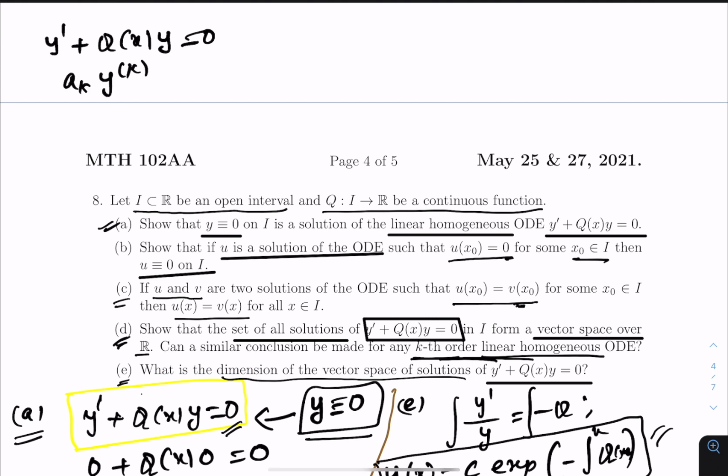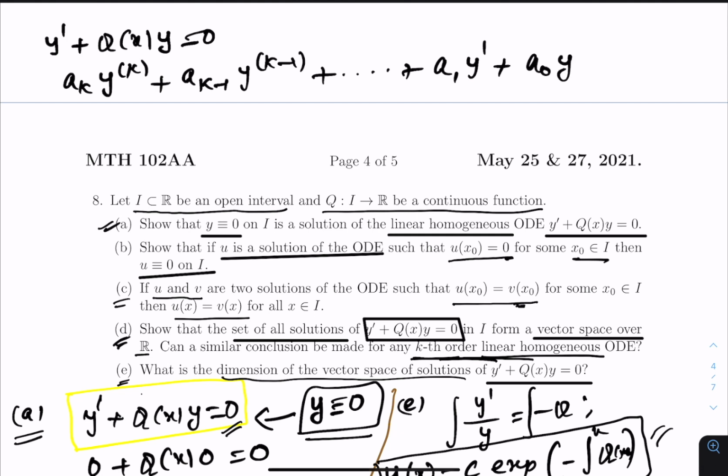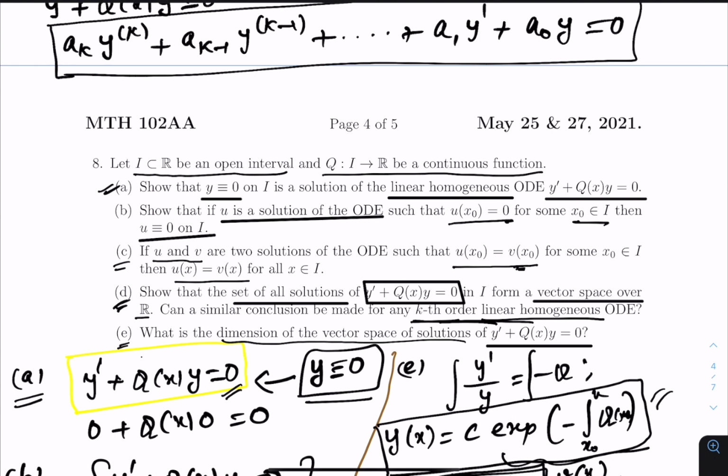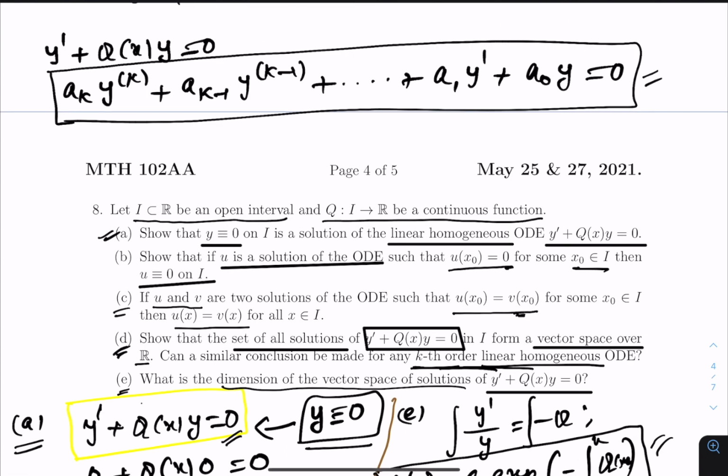let's say, ak y^(k) plus a(k minus 1) y^(k minus 1) and so on up to a1 y prime plus a0 y. This is your general kth order linear homogeneous equation. So whatever we have done here for first order, if you need to check that the set of all solutions of this is a vector space, you can see that it will be, because there is a linearity in y anyway.